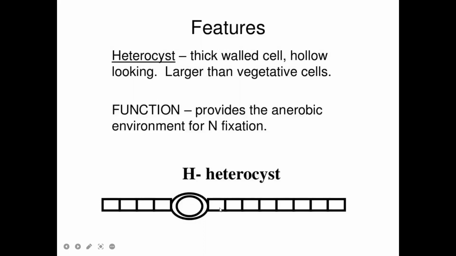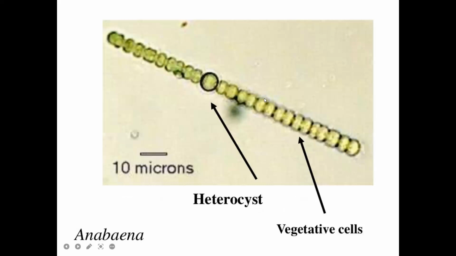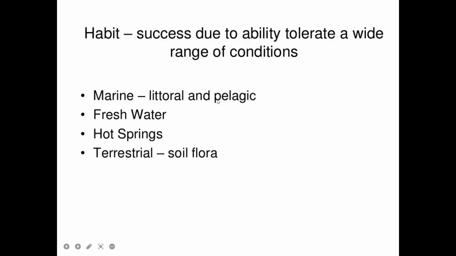This is not normal like other cells. These are different or specialized cells, and these cells are responsible for nitrogen fixation. You can see these are larger than the normal cells, and the function is to perform nitrogen fixation. You can see the cells here. These are all normal cells, and this is the heterocyst. Their success is due to the ability to tolerate a wide range of conditions.